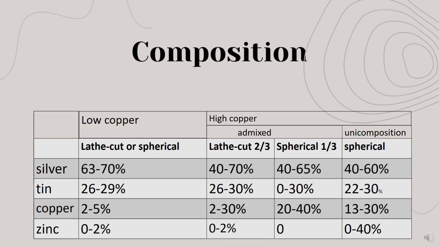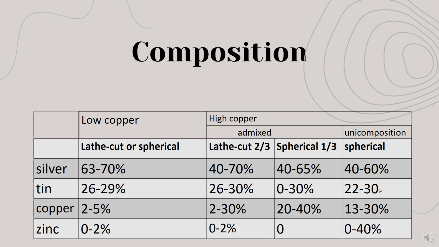Of the dental amalgam composition, it is to be remembered just as it is. So I'll read out for you. Low copper alloys contain silver in the range of 63 to 70%, tin in the range of 26 to 29%, copper in the range of 2 to 5%, and zinc in the range of 0 to 2%.